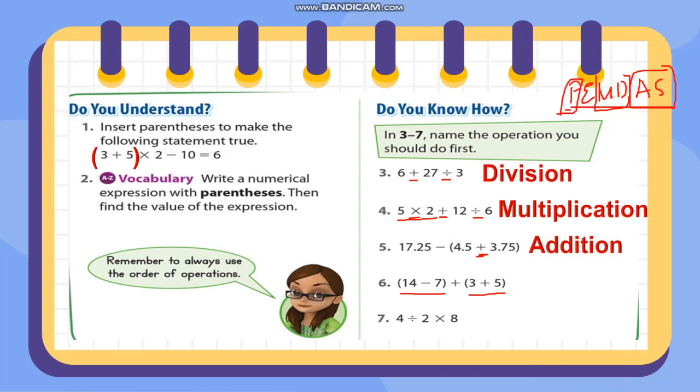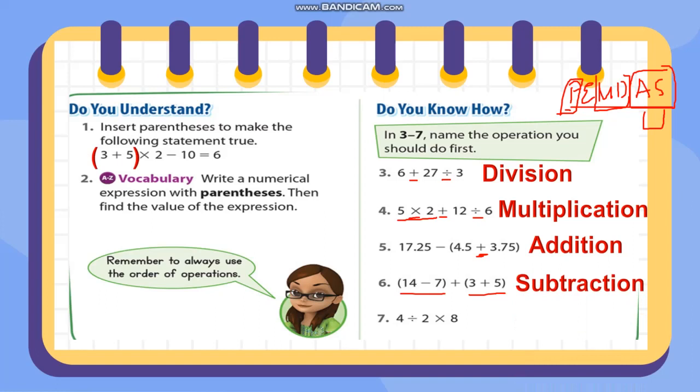14 minus 7 plus 3 plus 5. So you have two given parentheses. Inside the parentheses, we have subtraction and we have addition. What is the rule? If there is an addition and subtraction, you need to find out which comes first from left to right. So the subtraction comes first, so you need to evaluate first 14 minus 7. That's why the operation that you should do first is subtraction.